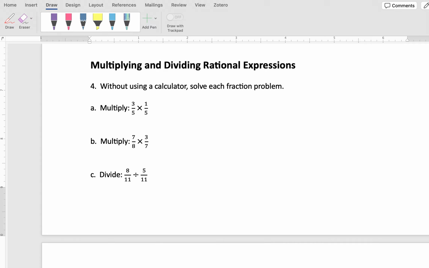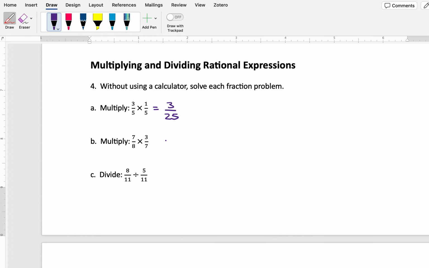In this video, we're going to talk about how to multiply and divide rational expressions. And just like before, we're going to start with using numerical fractions and remembering how to multiply and divide those. So when we're multiplying fractions, you might remember this from earlier in your educational career, we multiply the tops and we multiply the bottoms. So we multiply across. 3 times 1 is 3, 5 times 5 is 25. So this is 3/25.